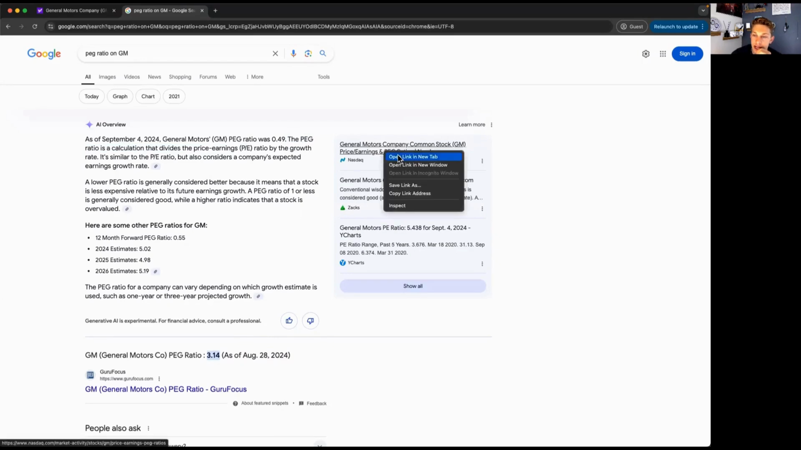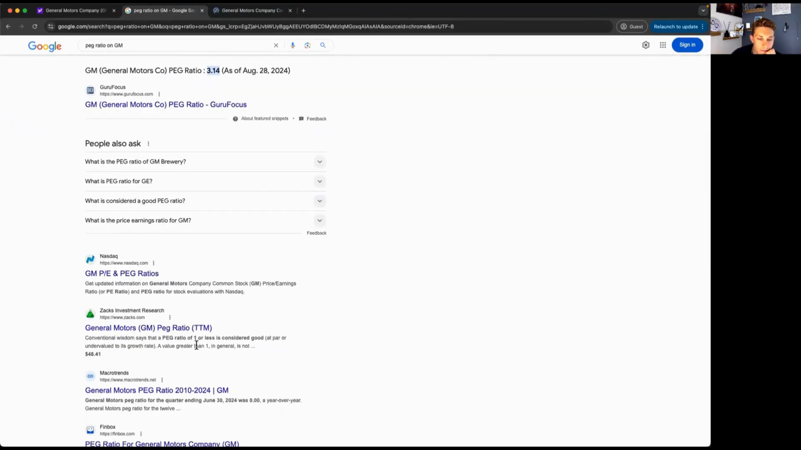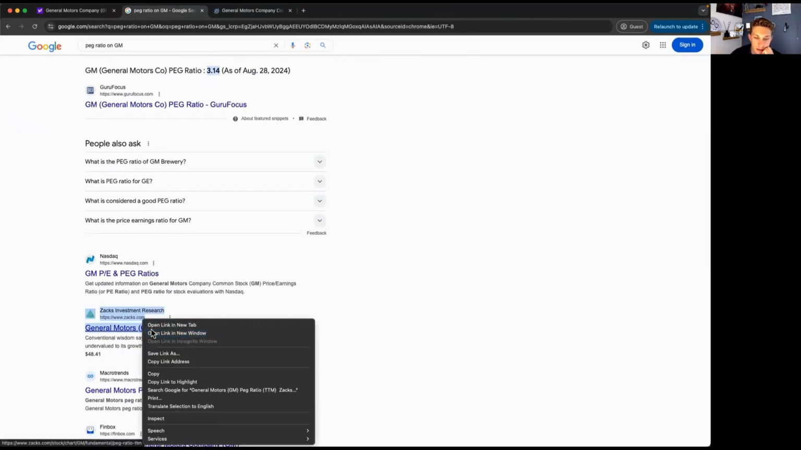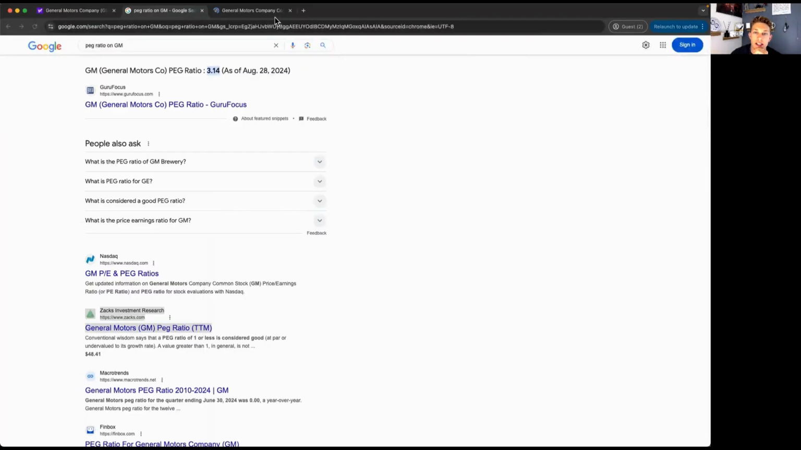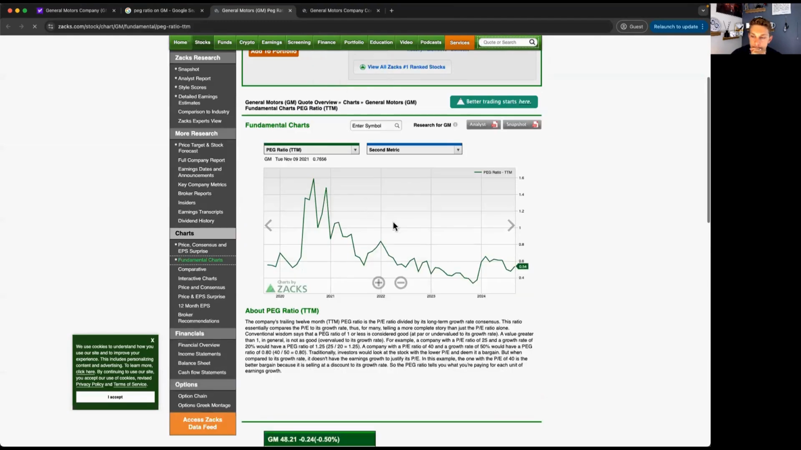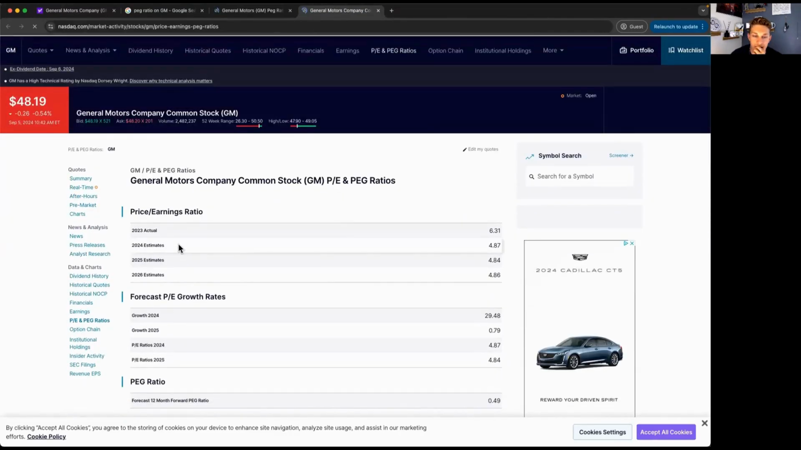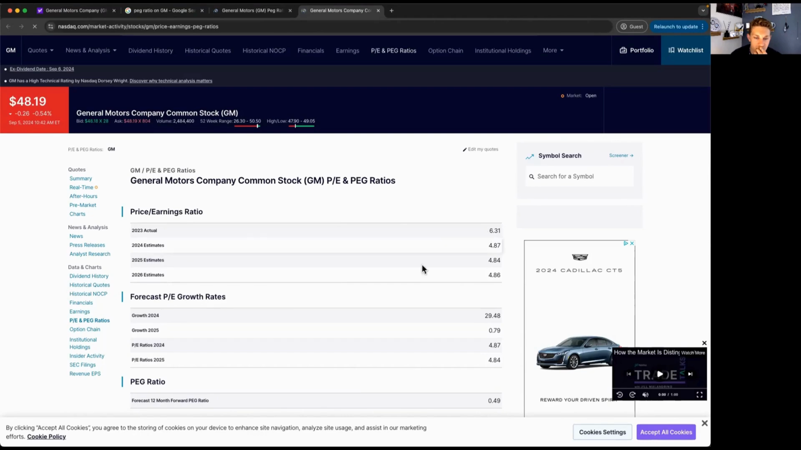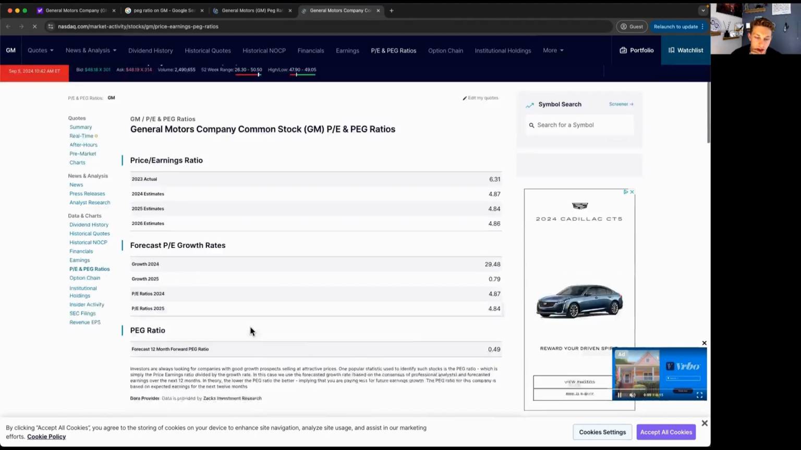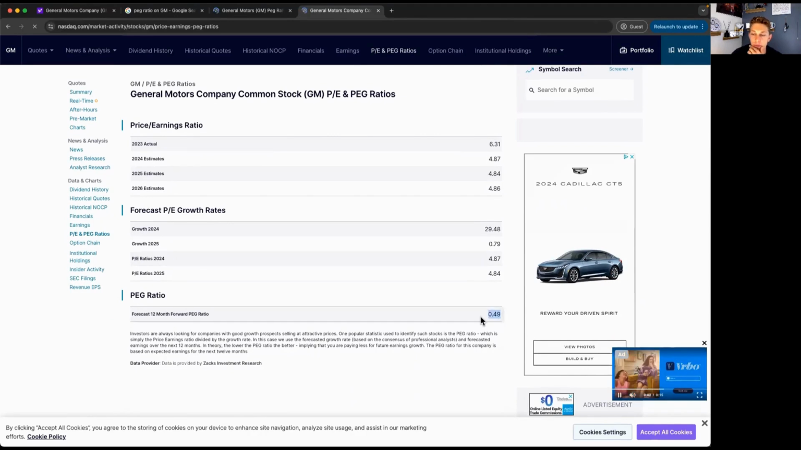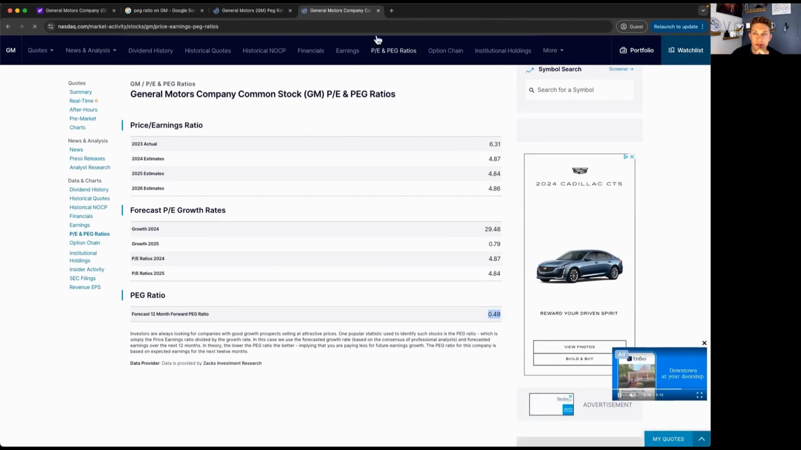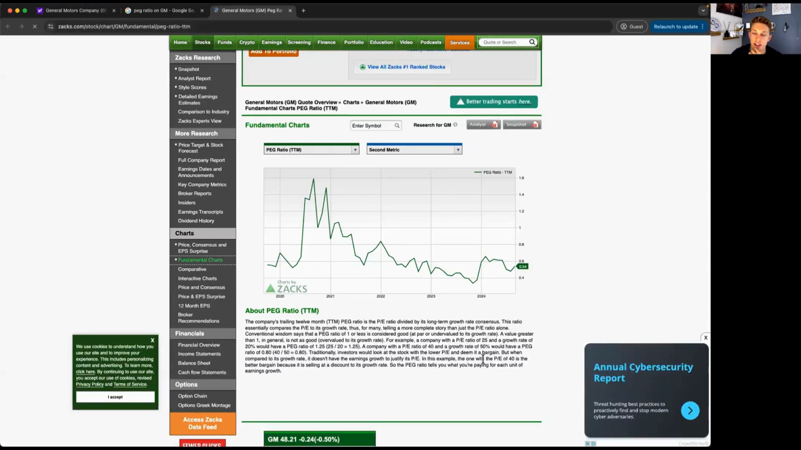So let's look at what NASDAQ has to say. That's a good company. Zacks is pretty good in terms of just looking at what these companies' financials look like. GM, yeah. That's pretty interesting. So 0.54 here, and we are showing earnings growth 2025. See, that's only showing one. Forecast 12 months forward is showing 0.49. So that's fine. The time frame they're looking at is a little different.